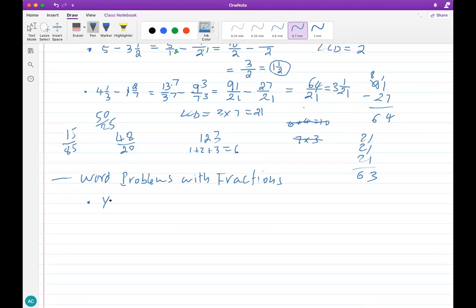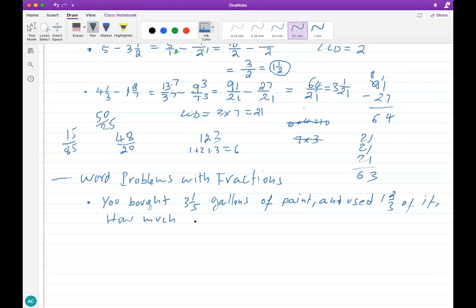Let's say you bought 3 1/5 gallons of paint and used maybe 1 2/3 of it. How much paint is left?